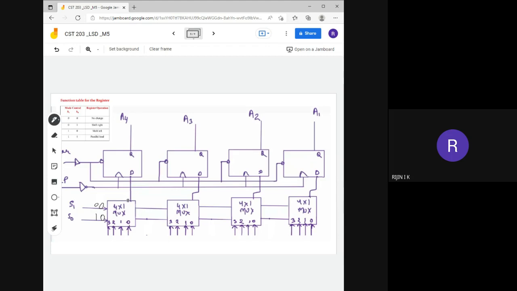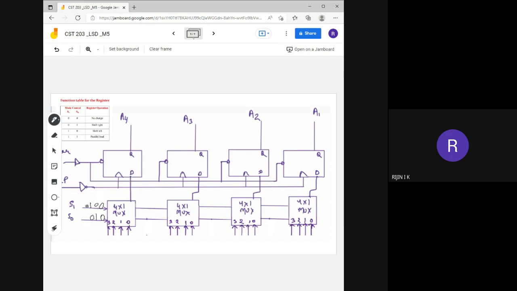Okay, and in case of this mode control signal, if S1 is equal to 1 and S0 is equal to 0, then what will happen? It will select line number 2, and the information that is available in this line number 2 will be transferred to this output line.